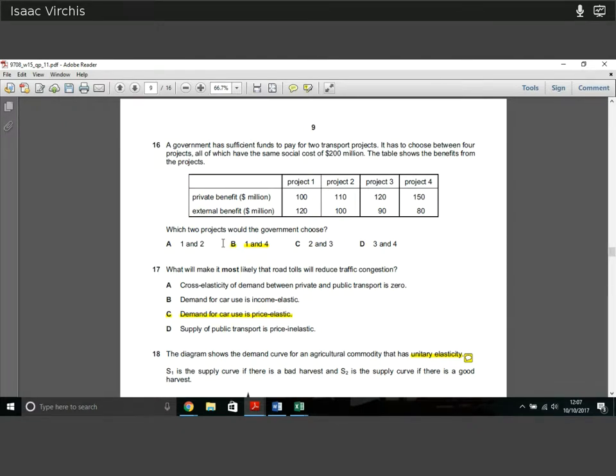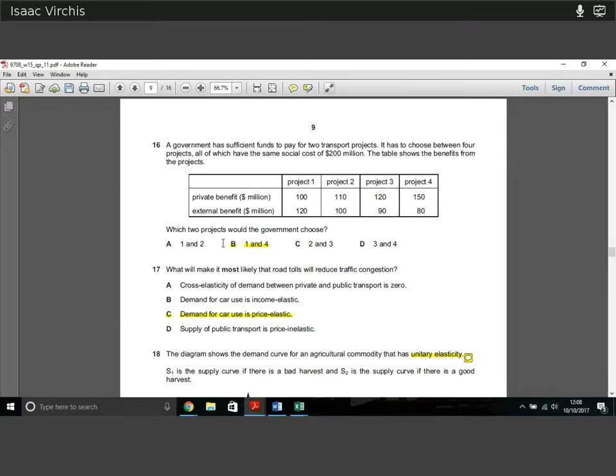We also have question 17, where we're thinking about road tolls, so when you have to pay to use a road, and how we can reduce traffic congestion with these, and what makes it more likely to be effective. One of the things we look for is what's going to stop individuals driving on a road if the road becomes more expensive. It's clear here that the answer is C, because if you increase the cost of driving by making individuals pay a toll to go on the road, then if demand is quite elastic, demand is going to fall. So you're not going to have people driving on the road as prices increase, and therefore you're going to reduce traffic congestion.